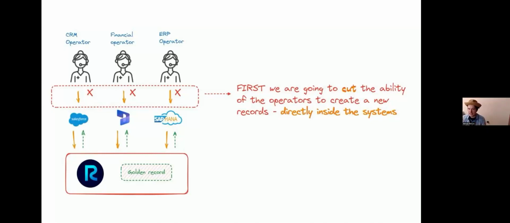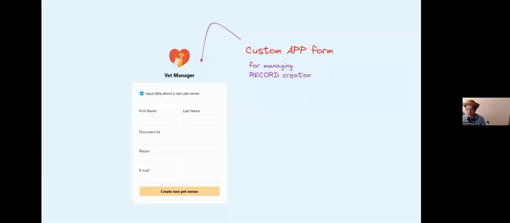So when we cut their opportunity to insert new records, how are they actually going to add new information to the customer? This is the custom component inside this section. The custom UI. The custom UI that we've introduced is going to be a custom application form for managing all the record creation. This custom form is going to have the look and feel appropriate for this specific business.